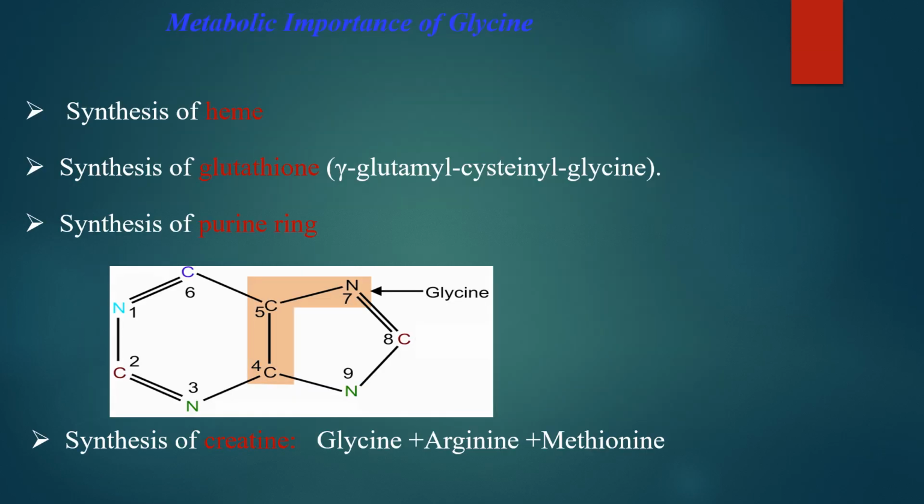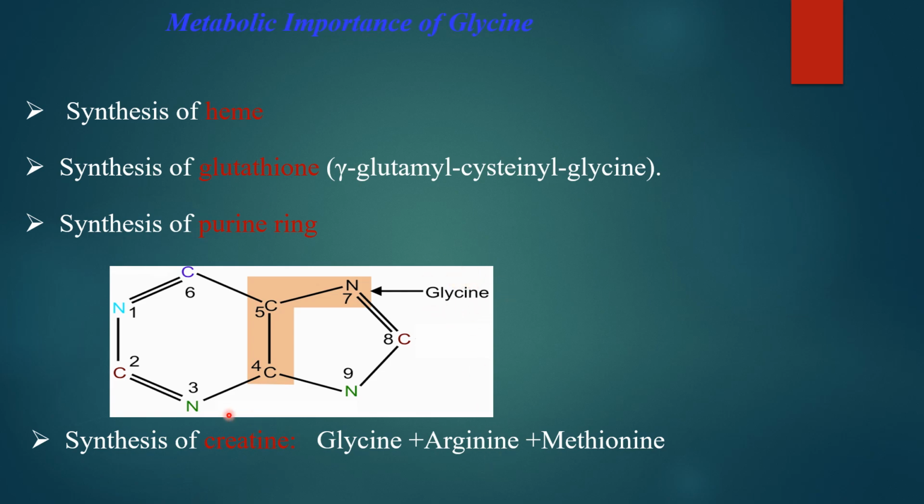Now move on to the metabolic importance of glycine. Glycine is important for synthesis of heme and synthesis of glutathione, that is gamma-glutamyl-cysteine-glycine. It is also utilized for synthesis of the purine ring. So this is the purine ring. Carbons 4 and 5 and nitrogen 7 are contributed by the glycine skeleton.